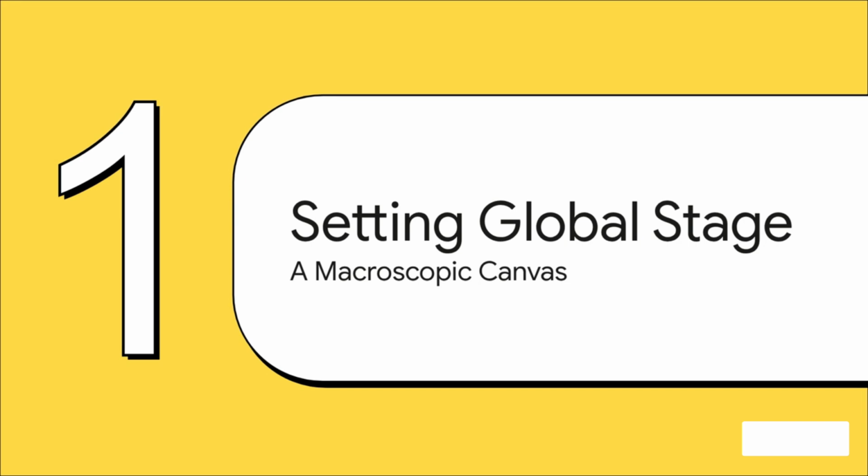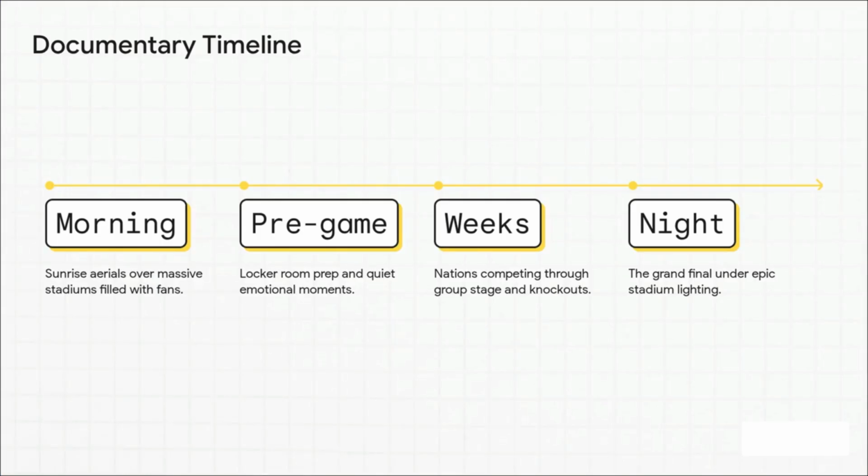Section 1. Setting the global stage. Let's see how this builds, because the blueprint demands a very clear linear progression here. It grounds us early on, starting in the morning light with these gorgeous sunrise aerials, then moves into quiet pre-game locker room prep, expands into the grueling tournament weeks of the group stages, and ultimately culminates on the dramatic final night, the grand final. It's essentially a classical chronological arc, compressed flawlessly into just a few minutes of storytelling.